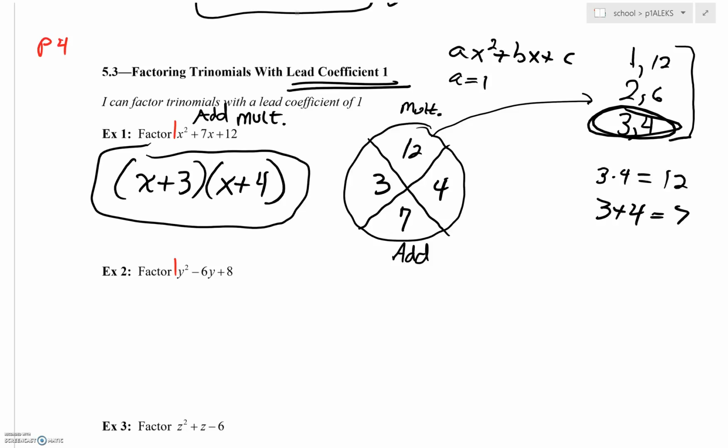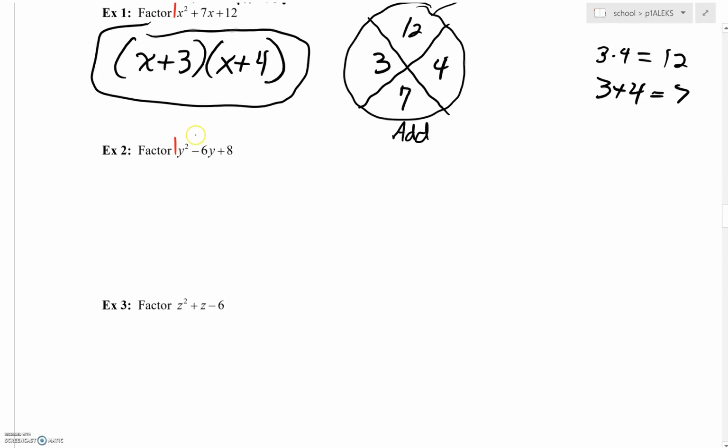Let's move on to number 2. Now, for number 2, life is going to get a little bit trickier. And I think everybody can see why. All of a sudden, you're going to have negative signs.